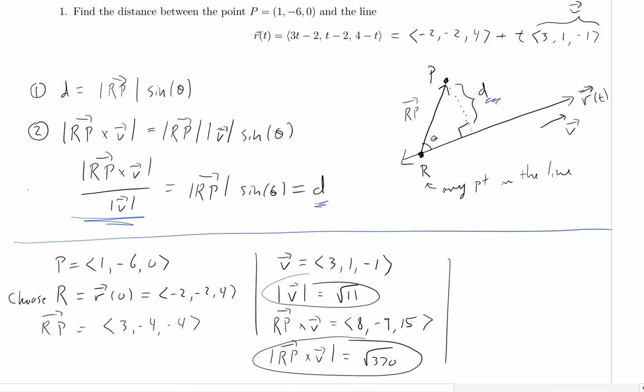So our final answer is that the distance between the point and the line is the square root of 370 over the square root of 11. Or if you like, put it all under one square root: the square root of 370 over 11.